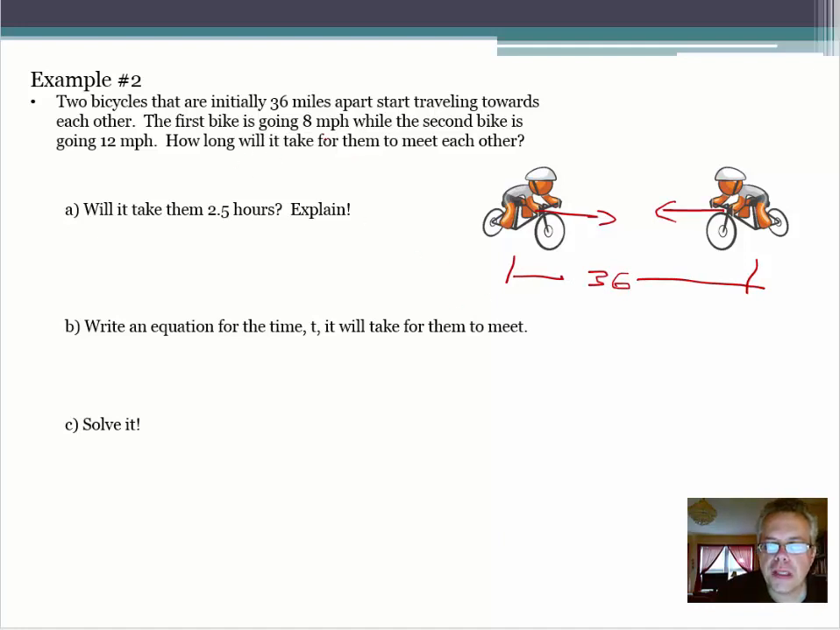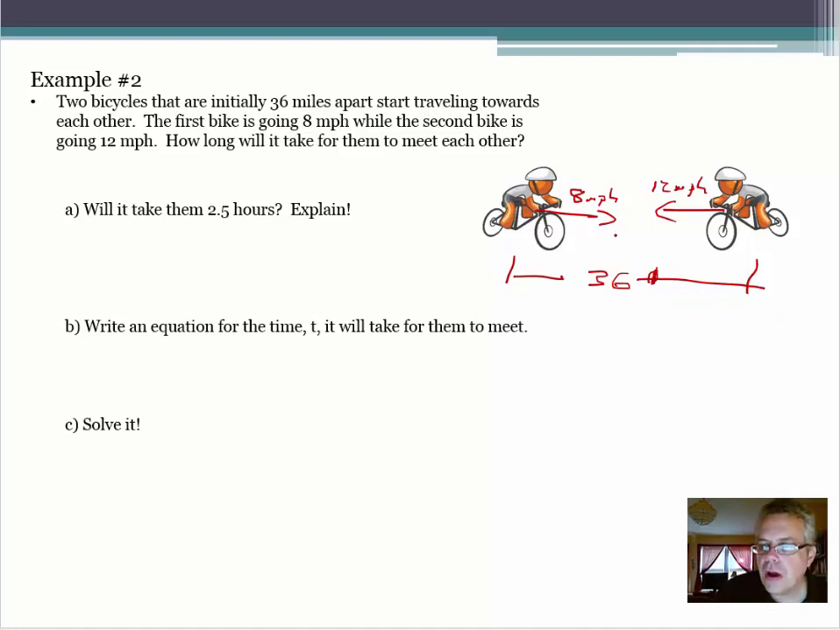The first bike is going 8 miles per hour, and the second bike is going 12. So 8 miles per hour, and this guy 12 miles per hour. All right, how long will it take for them to meet? Well, the secret here is that when they meet, wherever it is in this 36 miles, their total distance is 36.